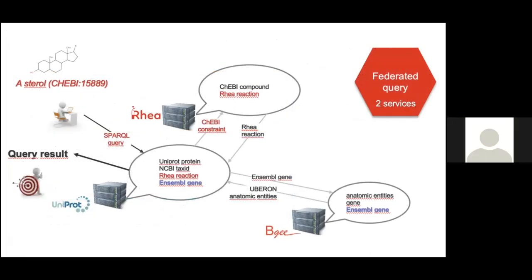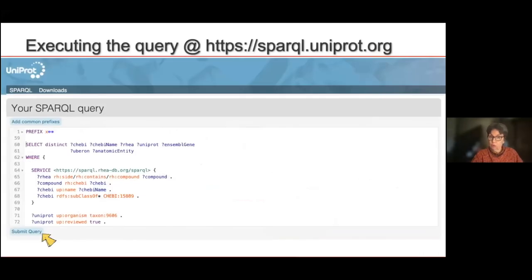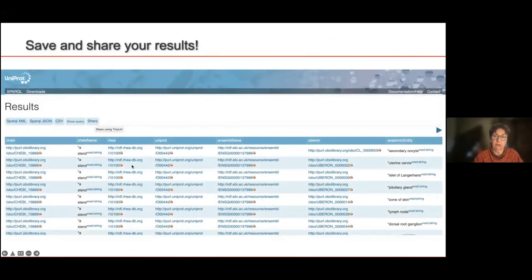So this is a schematic representation of the same process. We send the query, we go to Rhea, we come back to UniProt, we go to Bgee, we come back to UniProt, and the UniProt endpoint will send the result to the end user. So once you have your query designed, you put it in the SPARQL query endpoint, you submit, and you get the result as a table, as I showed you previously. And you have several ways to export the results, in different formats: XML, JSON, CSV, which is comma separated, or tab. And you can also share the URL if you want to redo this query later.